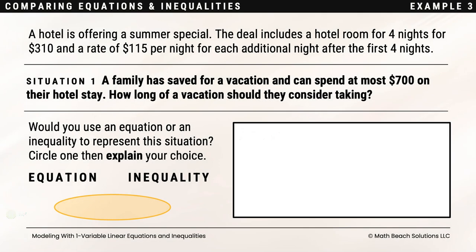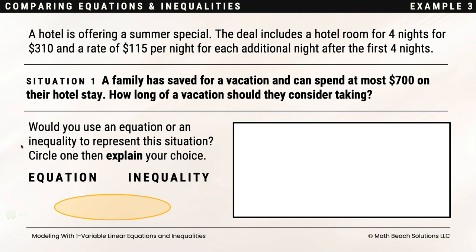In this example, we have a hotel offering a summer special. The deal includes a hotel room for 4 nights for $310, and then additional nights can be added on after the first 4 nights for $115 per night. We're going to take a look at 2 different situations.